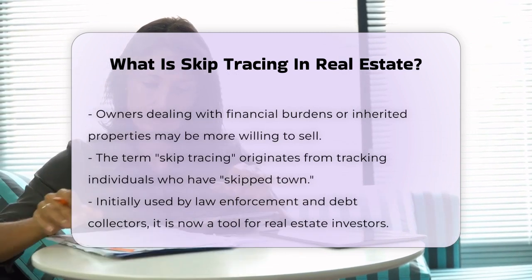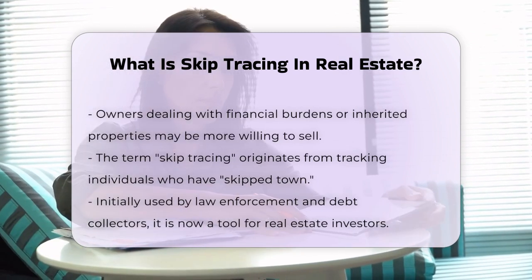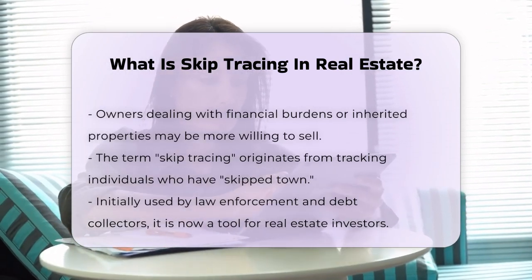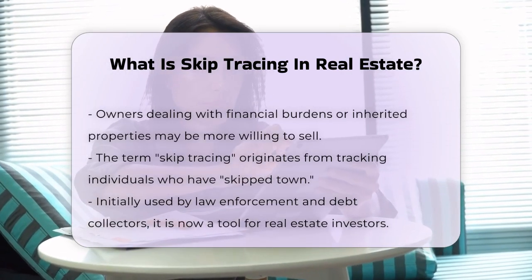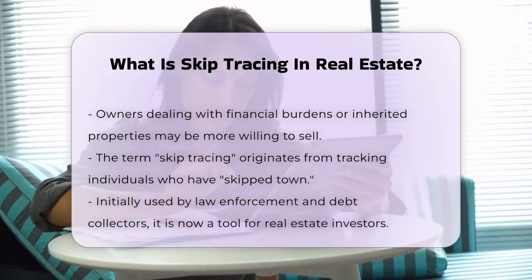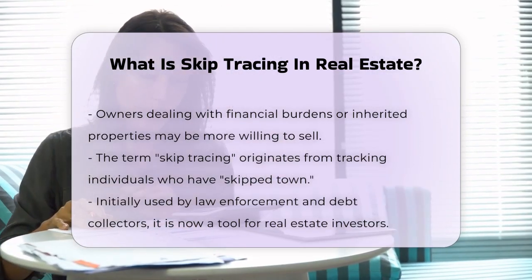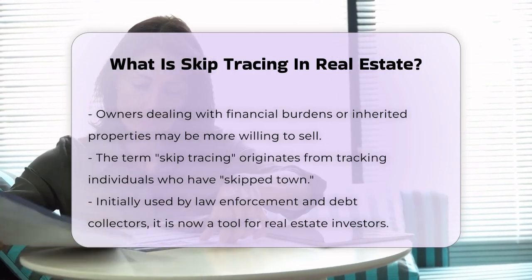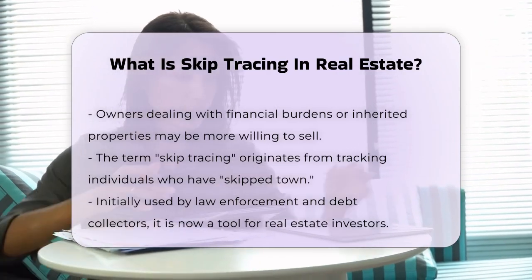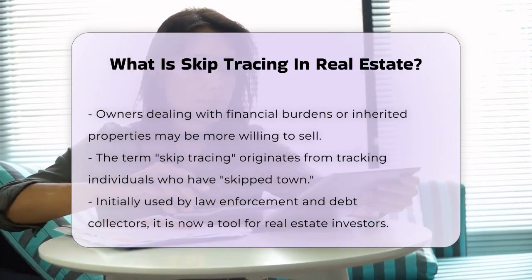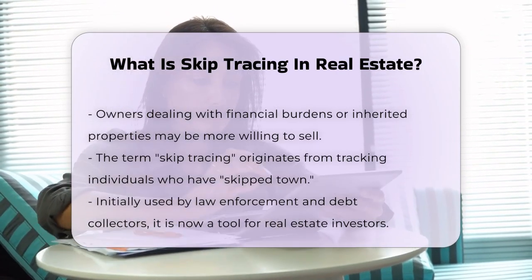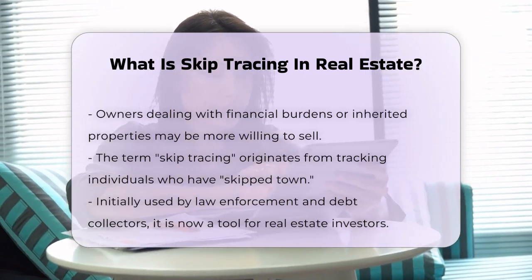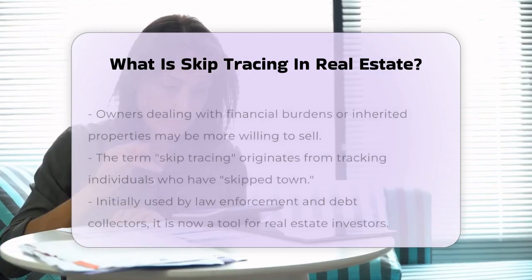Using skip tracing, you can get an edge over other investors by being the first to contact these motivated sellers. It's not just about finding names and addresses. It's about gathering enough information to tailor your offer to the owner's specific situation. For instance, if you find a property owner who is delinquent on their taxes, you can approach them with a solution that addresses their financial issues. Similarly, if you identify someone who has inherited a property, you can explain how selling the property could alleviate the costs and headaches associated with owning it.